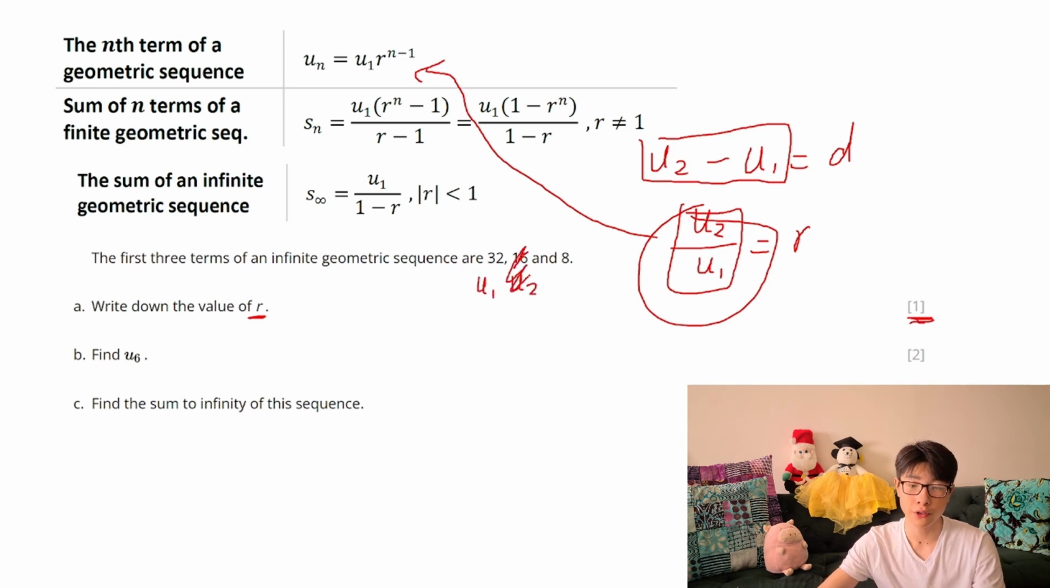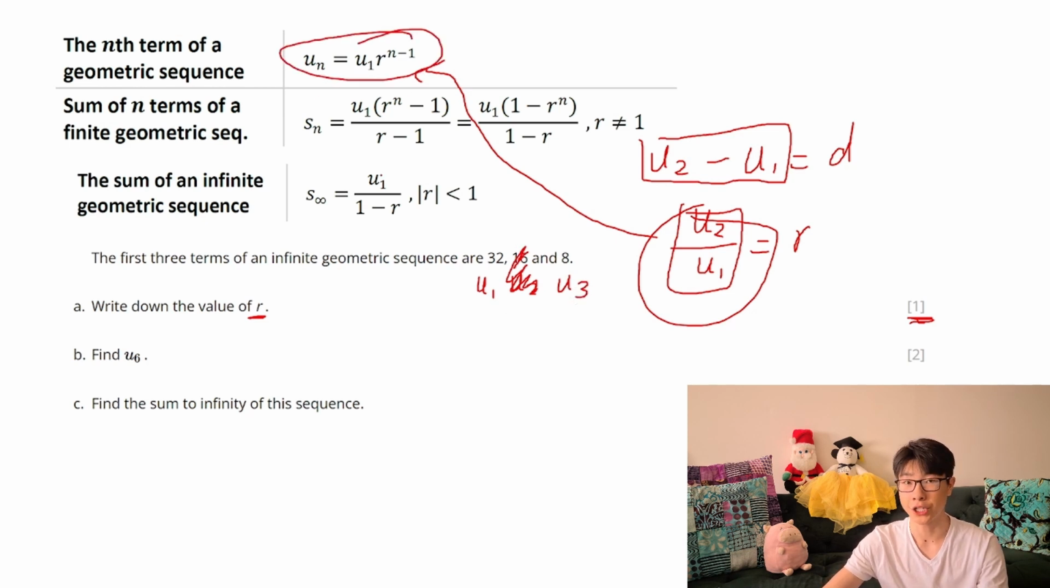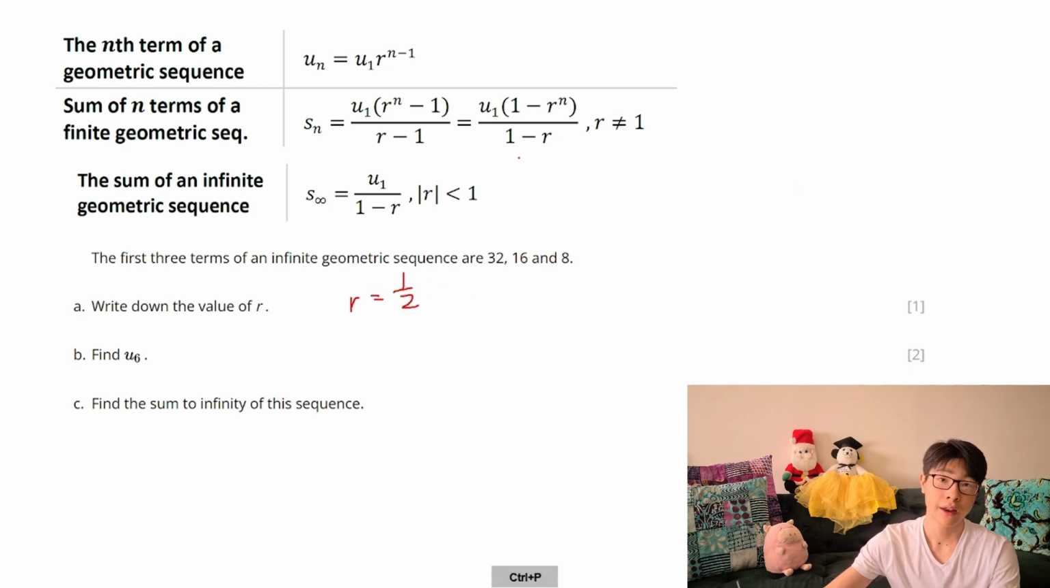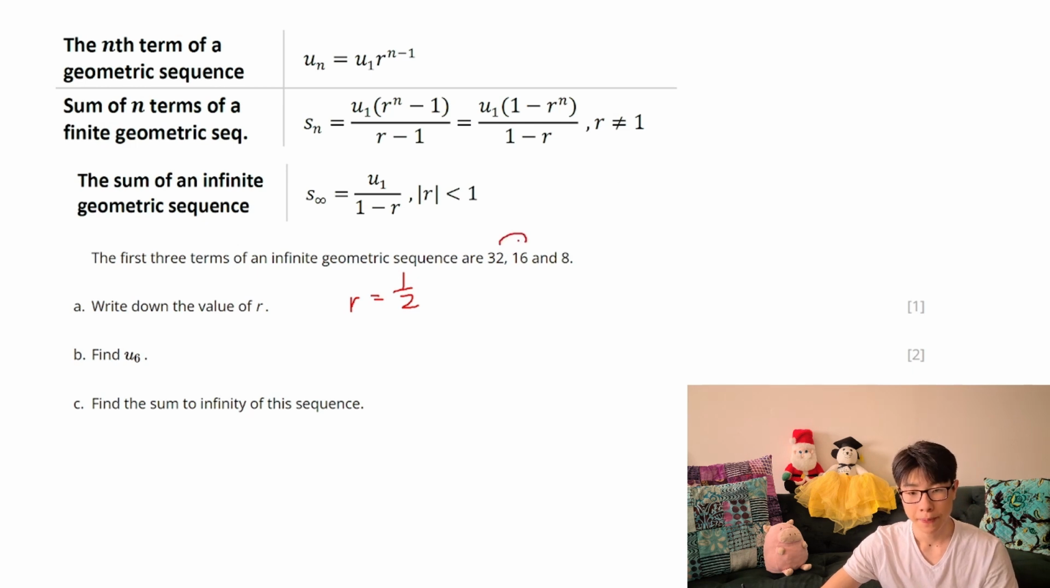If we weren't given U2 and we were only given U3, for example, then we would have to use this equation. R is equal to U2 divided by U1, where U2 is 16 and U1 is 32, giving us a half. So R is a half. And we can verify this by looking at our first 3 terms. If we multiply 32 by a half, we get 16. And that happens again. If we multiply 16 by a half, we get 8, which means this common ratio must be correct.